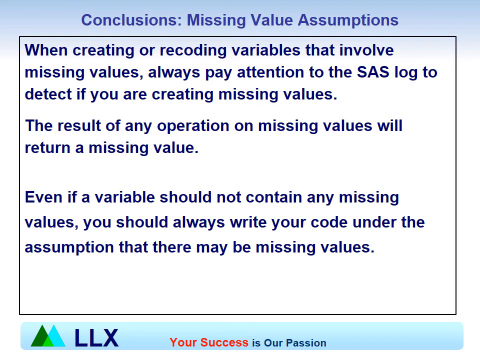Finally, there are also these things called missing value assumptions. These are just things to think about when working with missing values. Generally pay close attention to the log to make sure you are not accidentally creating or losing missing values. The result of any operation on missing values will result in a missing value. Finally, even if a variable should not have any missing values, write your code under the assumption that there may be missing values.